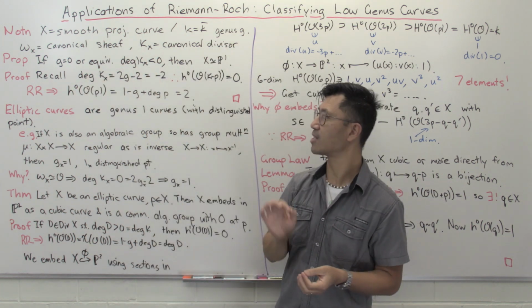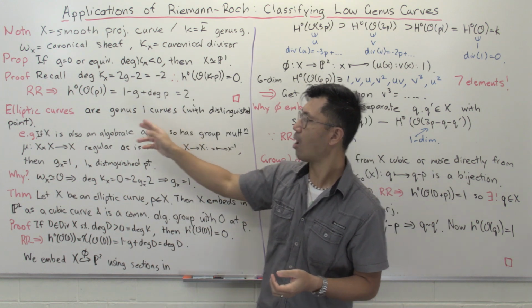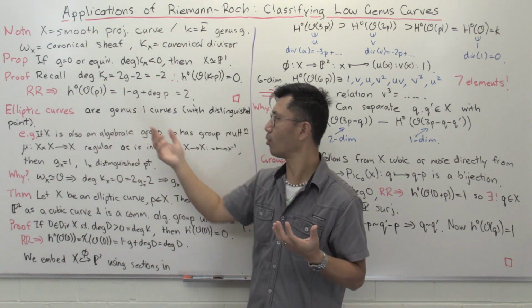What about the case where the genus is equal to 1? Well, these are often called elliptic curves, although some people like to be a bit more precise.